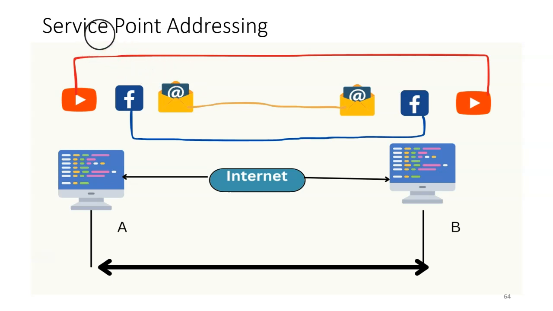Means this YouTube program, Facebook program and mail program are having different port addresses. Means communication between a specific process on host A with the same process on host B is done with the help of service point addresses.